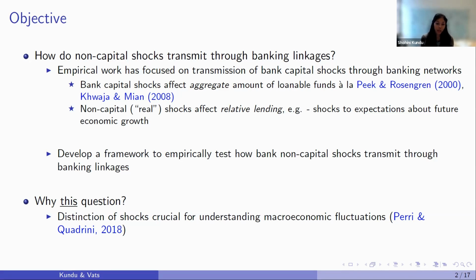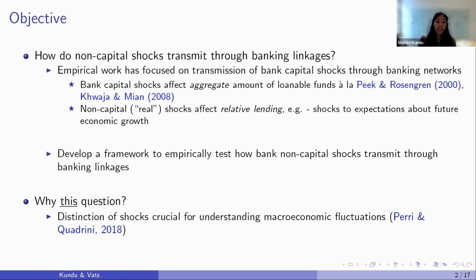And while there's been a plethora of work that's examined the transmission of bank capital shocks through banking linkages, the study of non-bank capital shocks has been pretty bare. So in this paper, we present a mechanism of how banks can act as aggregators of non-bank capital shocks, which we'll refer to as idiosyncratic shocks, throughout the presentation.